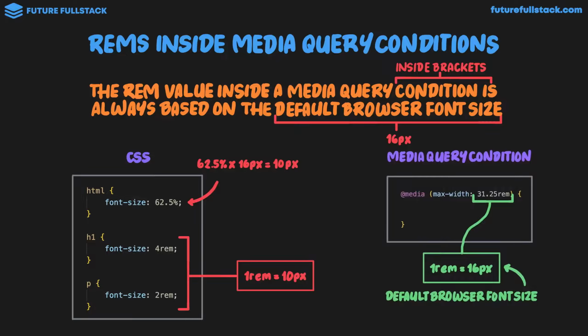So effectively, this media query has a max width of 31.25 rems, which would be 31.25 times 16 pixels, which is 500 pixels. So it's really important to realize that the rem values inside the conditions are based on 16 pixels and not what you define when setting up the font size on your root HTML.